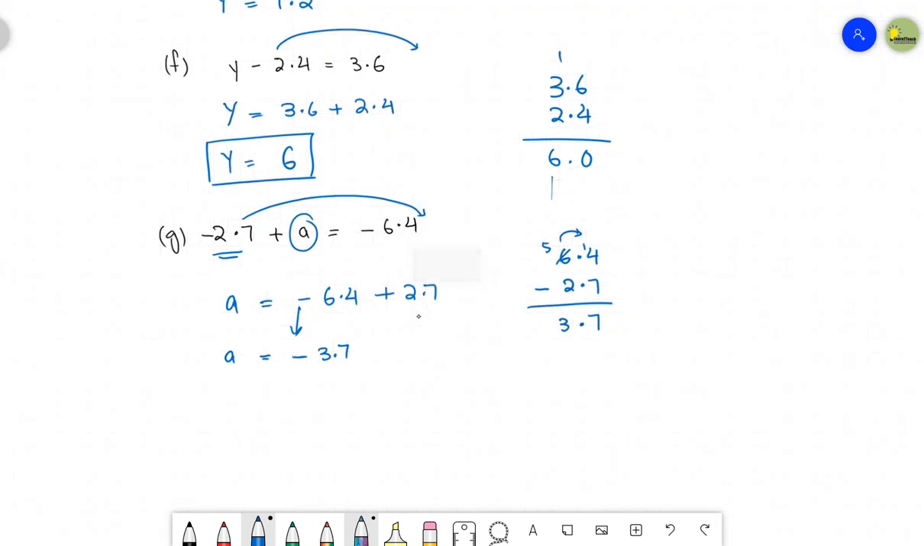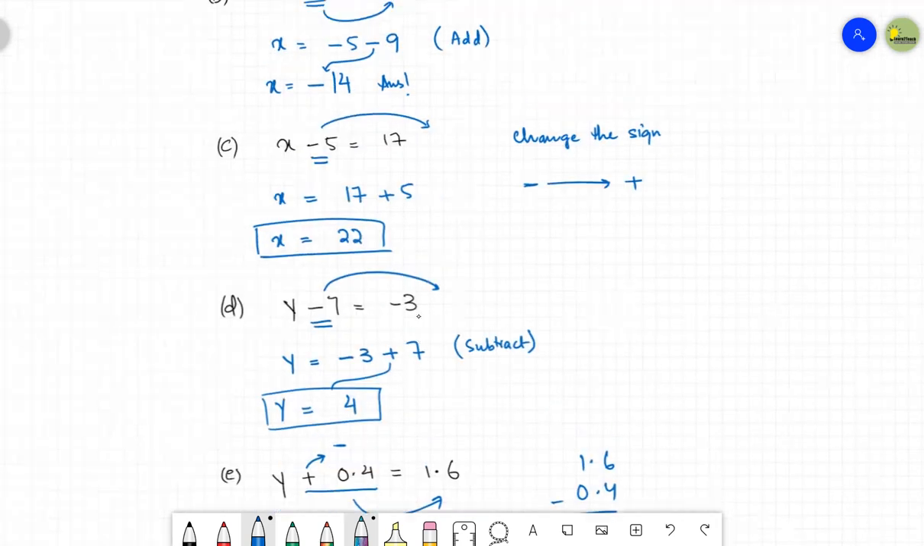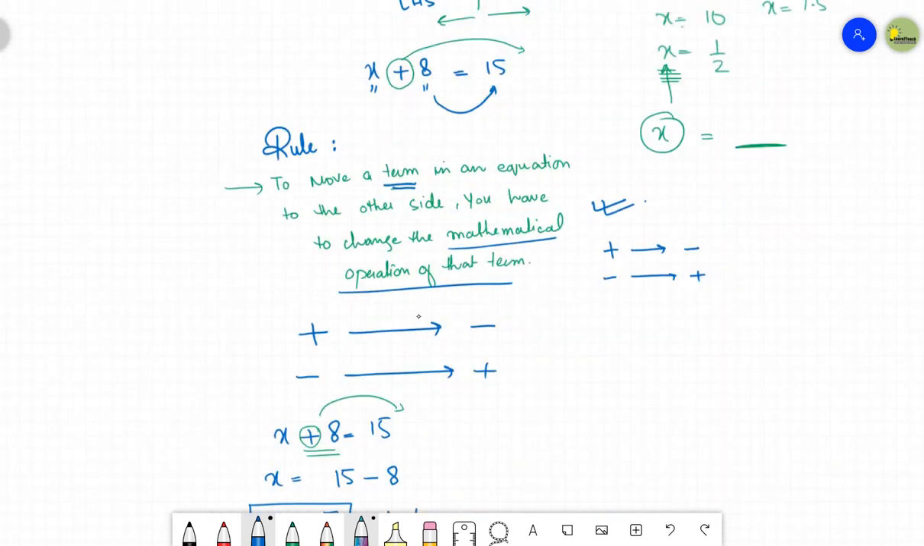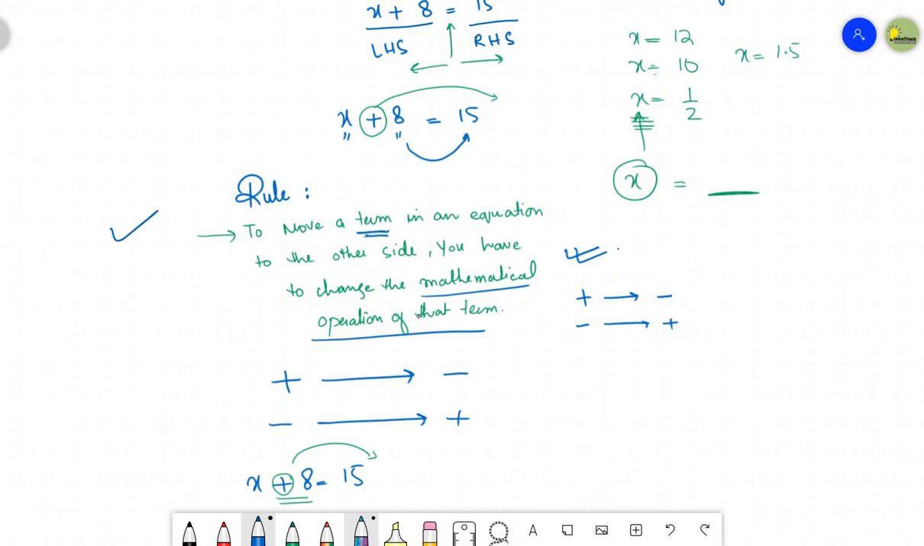I hope question number 1 is clear to you. There is a very important rule that is applicable over here. I need all of you to please understand this rule. If you understand it, then you can easily do these kinds of questions that we have already done in question number 1. The rule is that I'm again repeating.